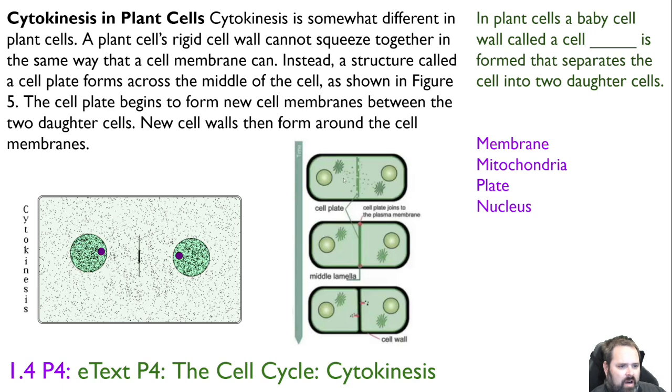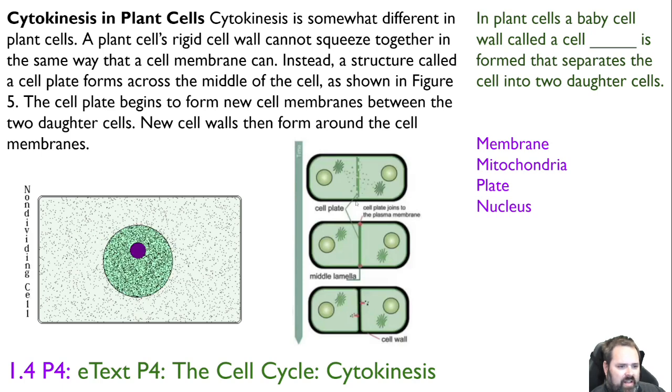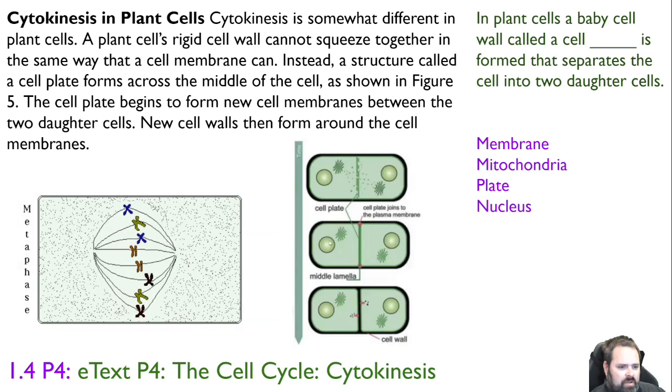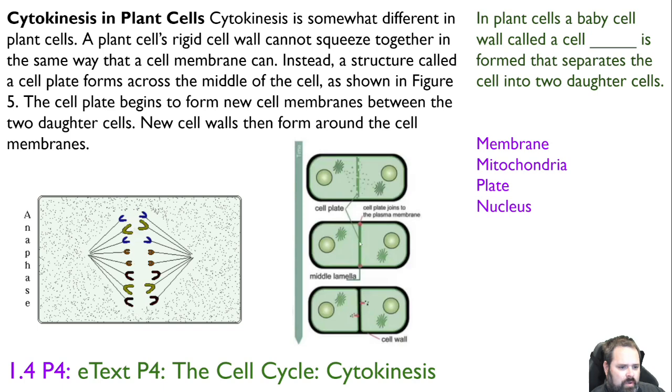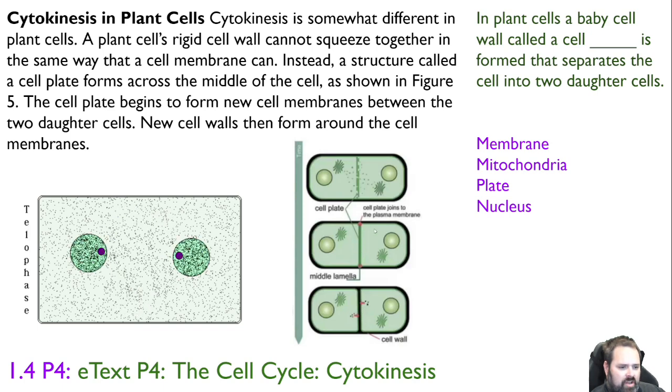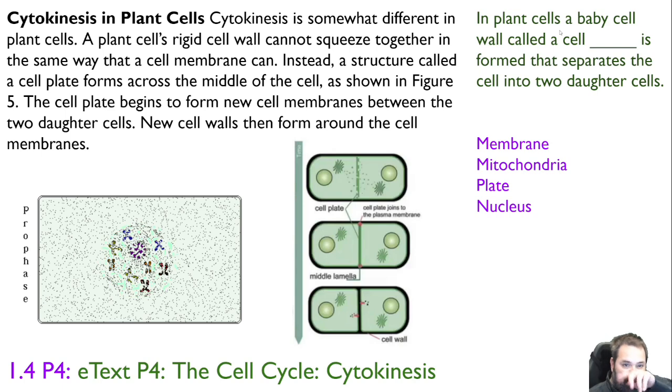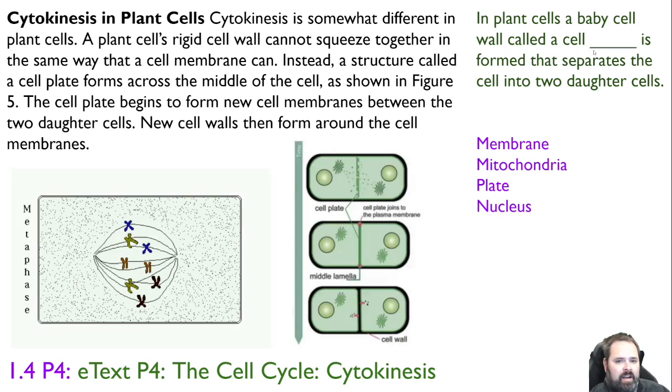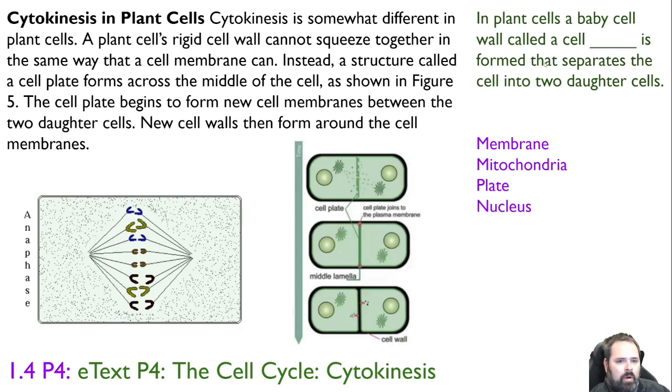We're in telophase here, right? We start to grow that cell plate. It separates these 2 cell halves into 2, and then the cell wall can then grow after the new cell membranes are formed. So, in plant cells, the baby cell wall is called a cell plate. It's formed and separates the 2 daughter cells.